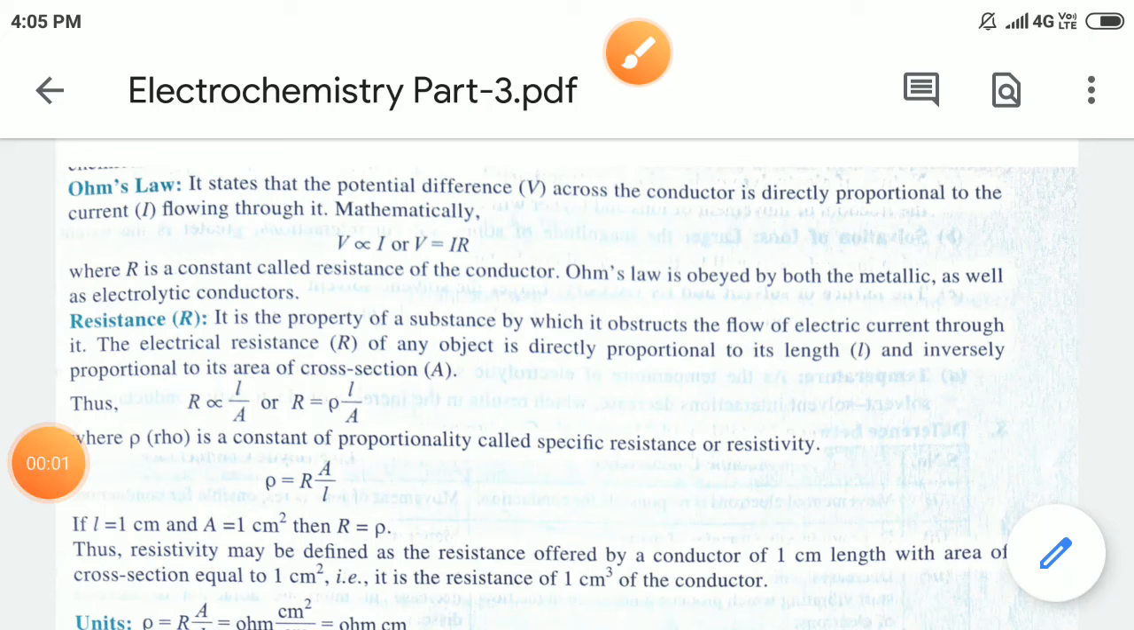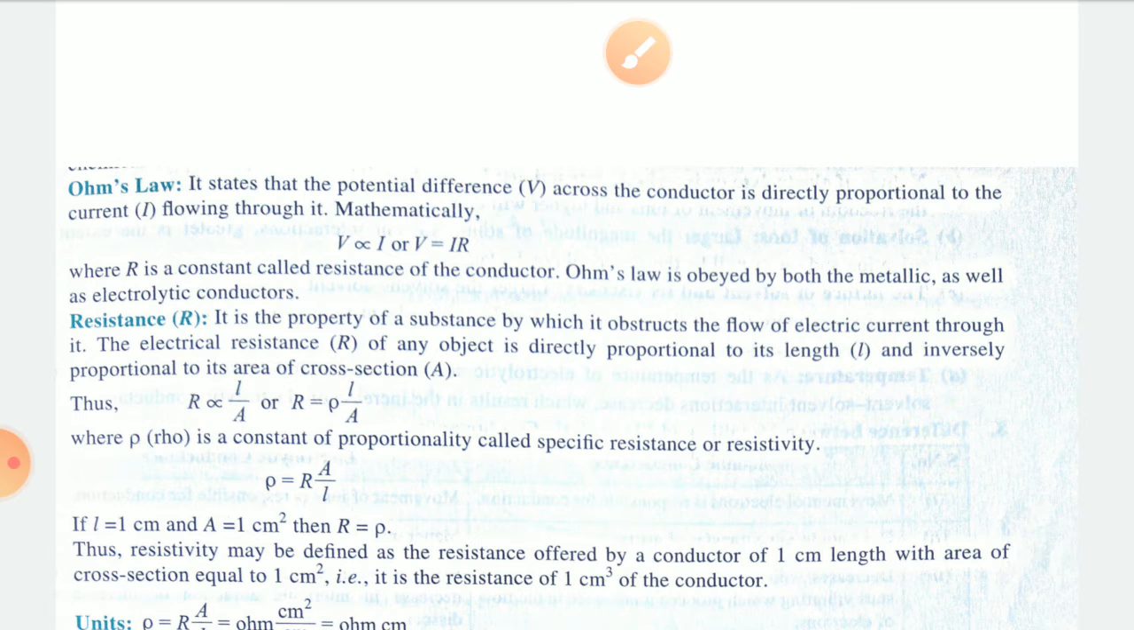Dear students, in the third video of the chapter Electrochemistry, you will study conductance, conductivity and molar conductivity of electrolytic solution, as well as Kohlrausch's law of independent migration of ions and its application. Before knowing about these terms, first of all, you should know some basic terms like Ohm's law.